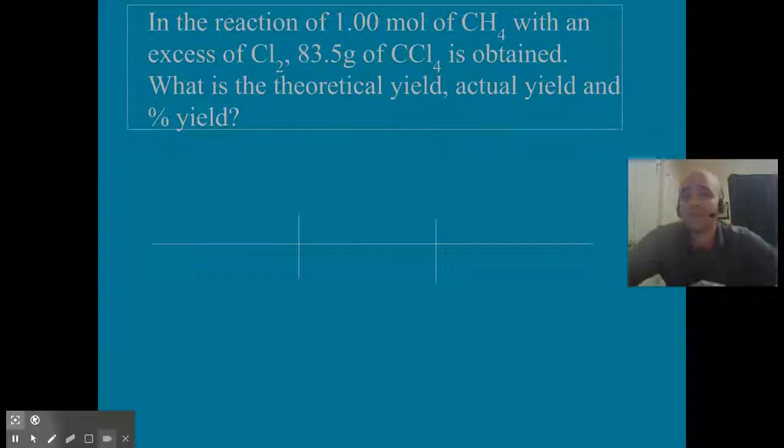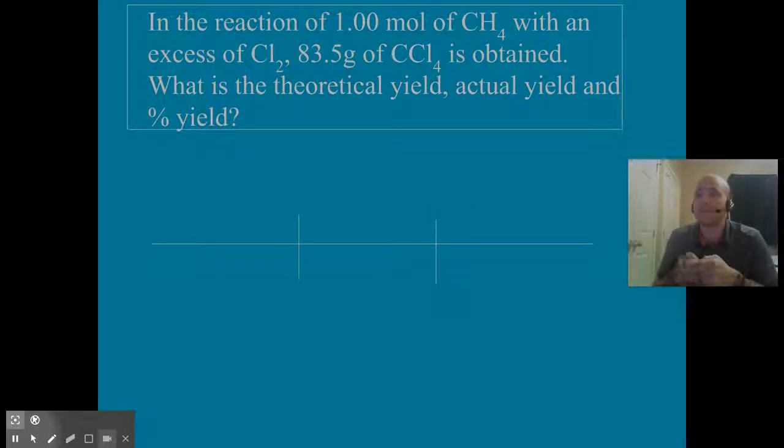So now let's get a mathematical problem of this. In the reaction of 1 mole of methane with an excess of chlorine gas, 83.5 grams of carbon tetrachloride is obtained. What is the theoretical yield, actual yield, and percent yield? Notice that it didn't give you an equation up there, so we'll have to come up with one.